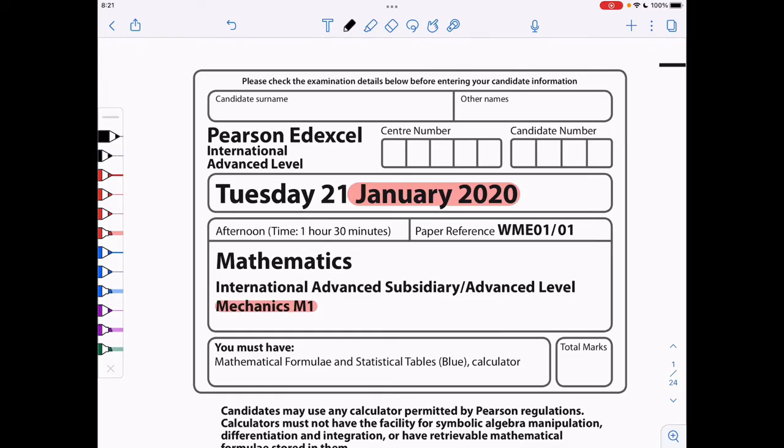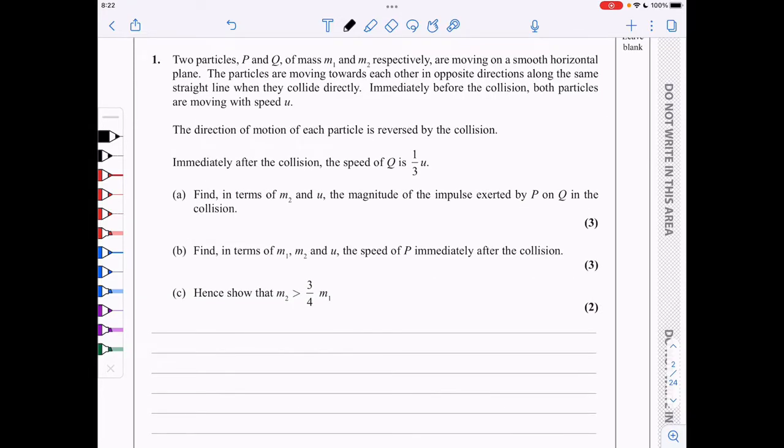Hi everyone, today we'll be looking at the January 2020 Mechanics 1 paper. In question 1, we've got two particles P and Q of mass M1 and M2 respectively. They are moving on a smooth horizontal plane, moving towards each other in opposite directions along the same straight line, when they collide directly.